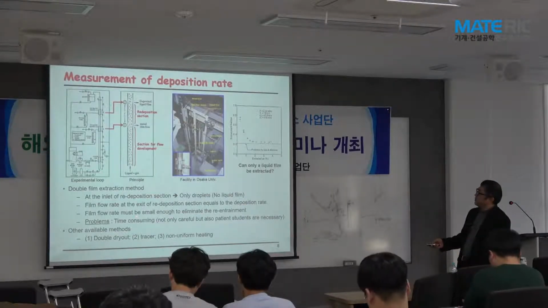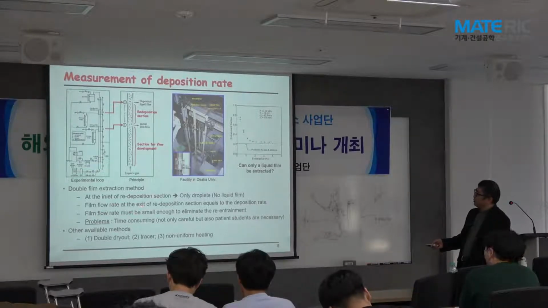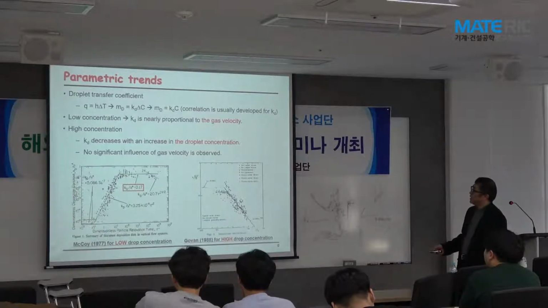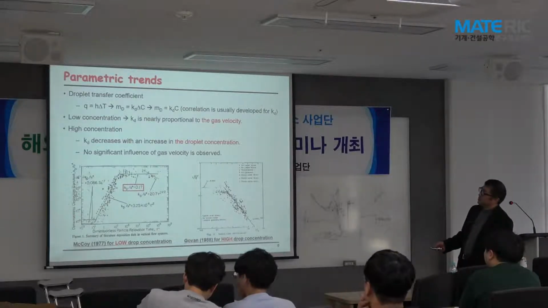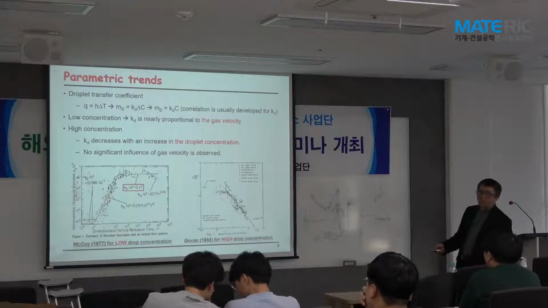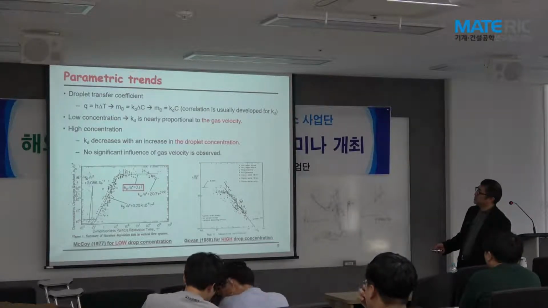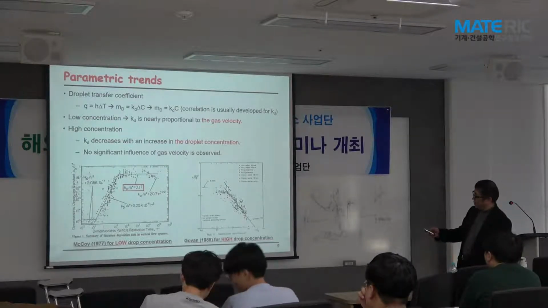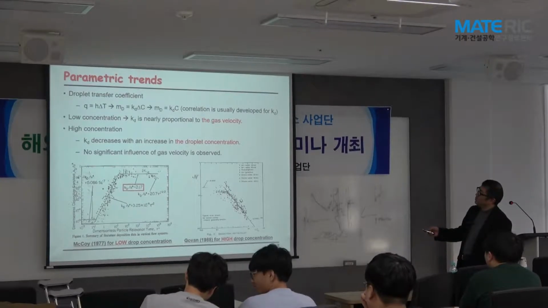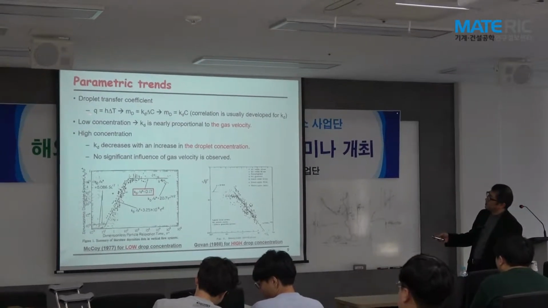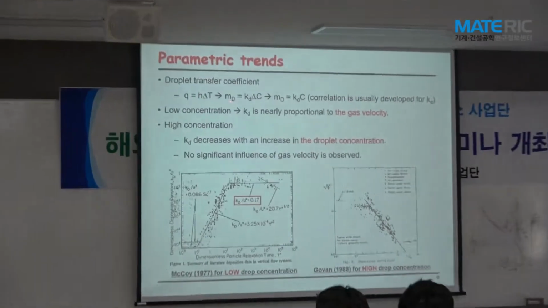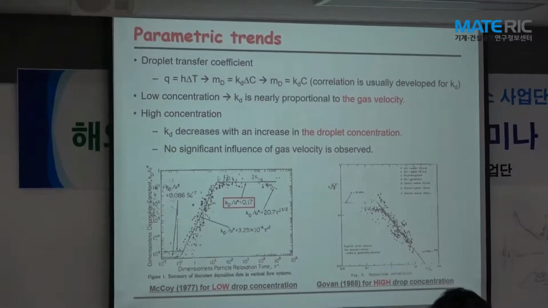Anyways, these are the measurement principles of the deposition rate. By this method, we measure the deposition rate. And first, we investigate the parametric trend. And usually, how is the droplet deposition expressed? This one. M sub d is the deposition rate of droplets, and its unit is kilogram per square meter per second.